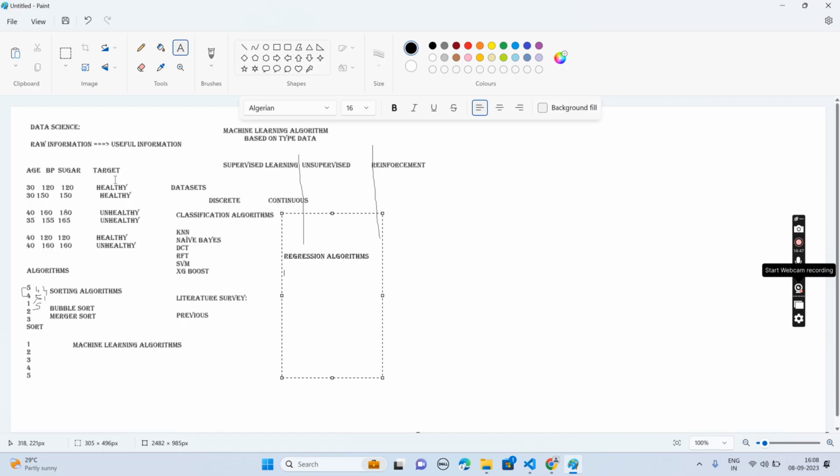What are the regression algorithms? Linear regression, polynomial regression, elastic net regression, and multilinear regression. These are the algorithms we are using. If they ask why you are using these algorithms, you need to say that we have continuous data. And if they ask why you are using elastic net regression, you need to talk about the literature survey. The same thing applies here.